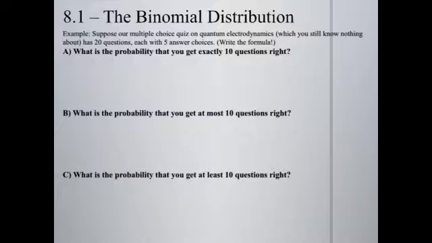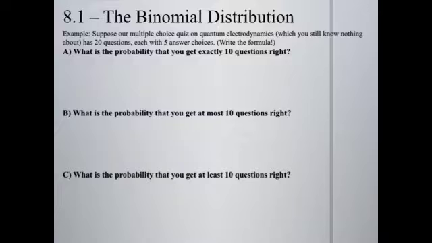Alright guys, so suppose our multiple choice quiz on quantum electrodynamics, which we still know nothing about, has 20 questions, each with 5 answer choices. On this slide, we're just going to write the formula. So I'm going to write it exactly how I want you to write it on your test and on your quizzes and also on the AP exam. And then on the next slide, I'm going to show you how to write it in the calculator.